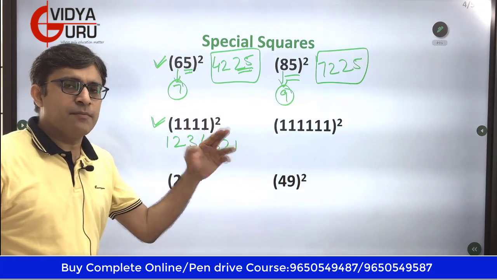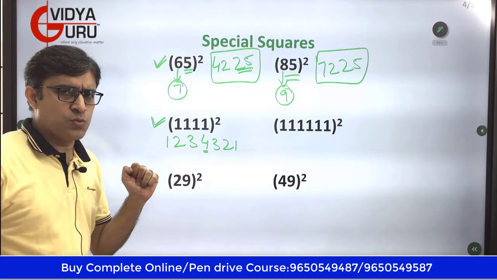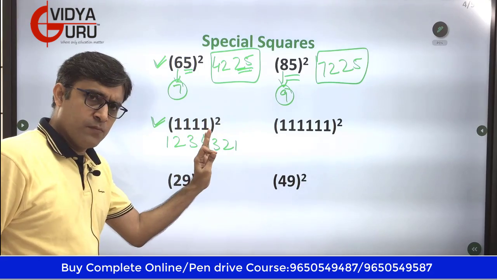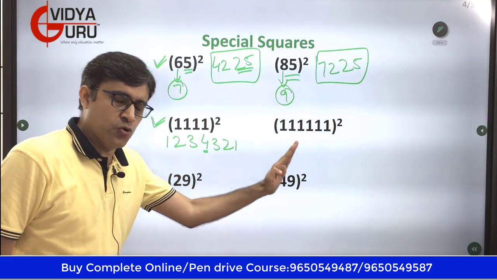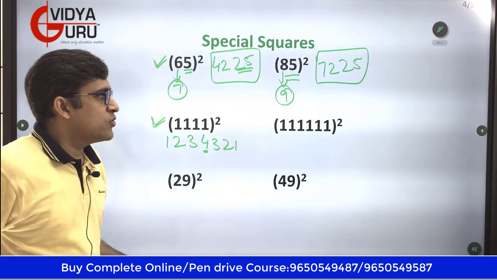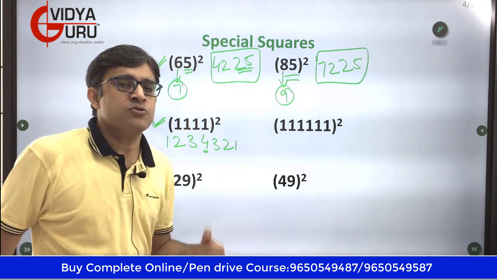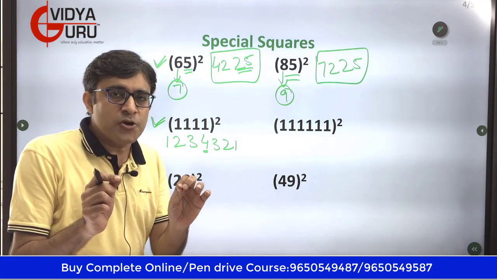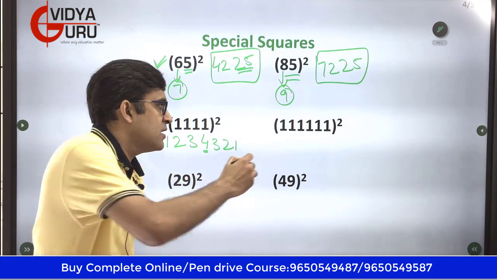I just counted the number of ones. How many ones were there? 4 ones were there. That is why I counted from 1 to 4 and then from 4 to 1. Sure? So now students, how many ones do I have? I have 6 ones. So I am going to count from 1 to 6.